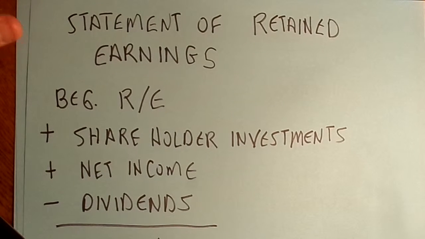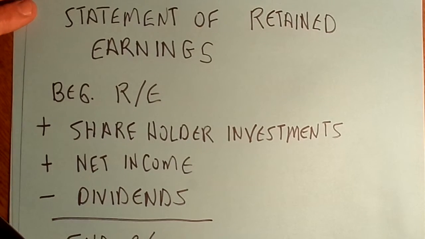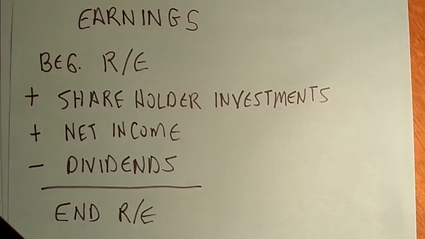The second statement we prepare is a statement of retained earnings. In this statement, we start with beginning retained earnings. In the first year, that would be 0, but in the second year, it would be the end of year 1. We add any new shareholder investments. We add net income. See why we needed to prepare the income statement first? Then we subtract out any dividends that were paid to the shareholders, and we arrive at ending retained earnings. This statement needed to be prepared second because now we're going to do a balance sheet. And when we do a balance sheet, we're going to need ending retained earnings.